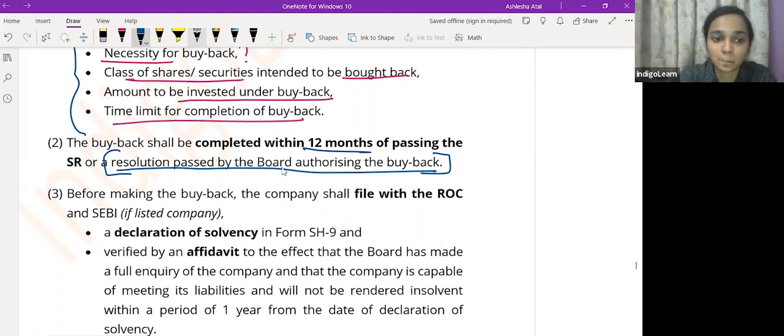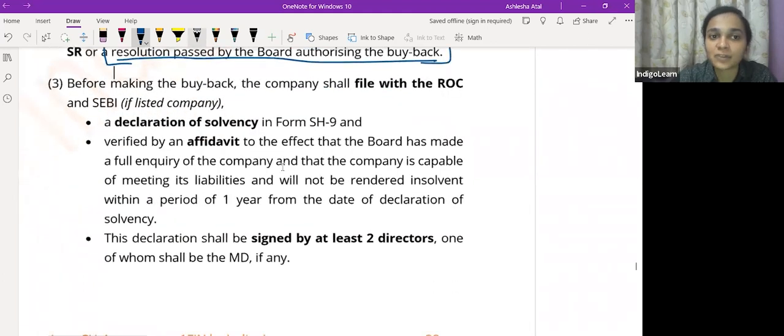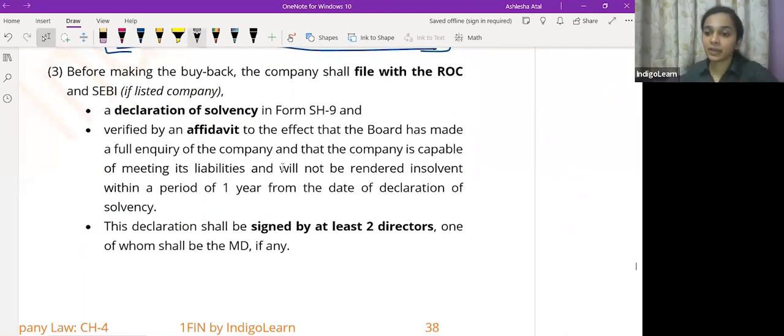ठीक है? Apart from it, before making the buyback, the company will have to file with the registrar and SEBI, if it is a listed company. What are the documents it will have to file? A declaration of solvency. Declaration of solvency is basically a declaration wherein the company is stating that I am not going to wind up in the near future. Yeah, I am in a good position. I am in a solvent position, and near future में मेरा liquidation या winding up नहीं होने वाला है.